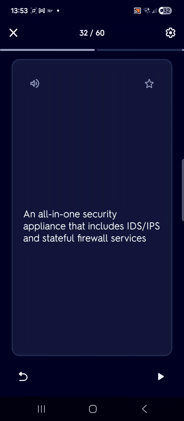What do IDS and IPS stand for? Intrusion detection system and intrusion prevention system. The one detects, the other one prevents.